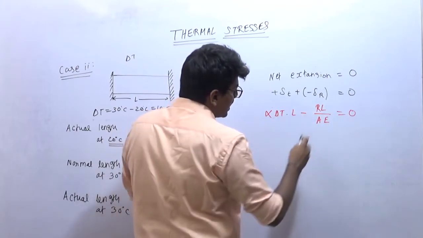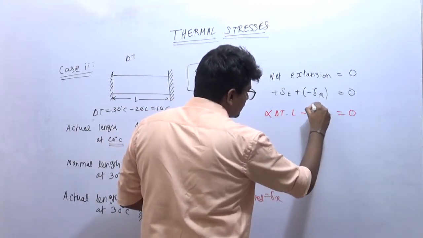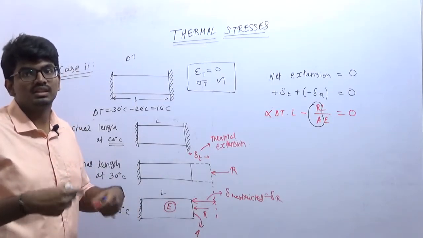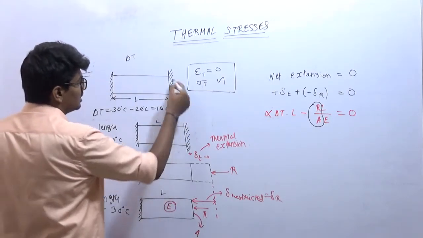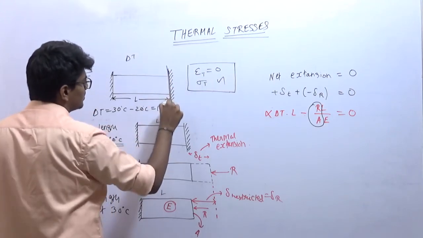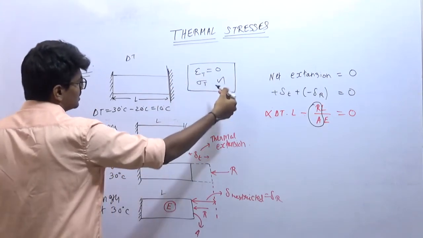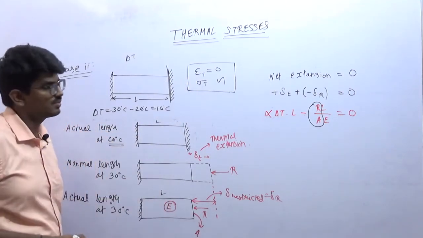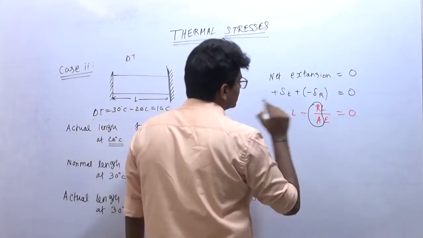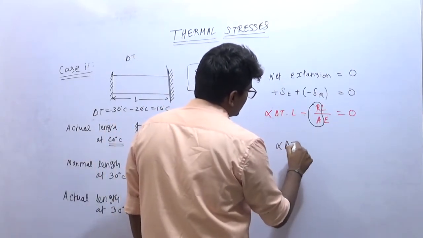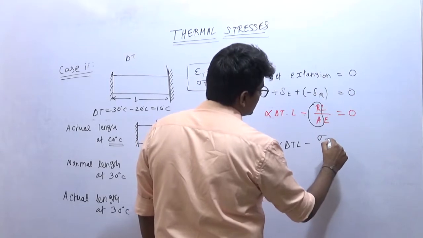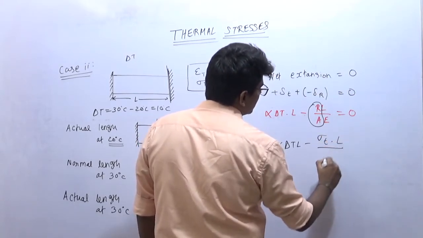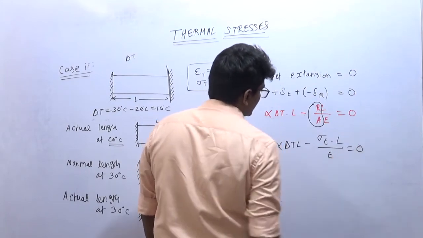And what is this R by A? This R by A is nothing but the thermal stress developed in the body. This fixed support is offering a reaction force, and that reaction force per unit area is nothing but thermal stress, so that is sigma T. So alpha delta T L minus sigma T, into L by E, that is equal to 0.